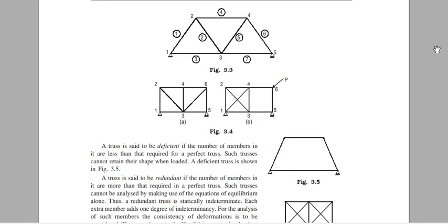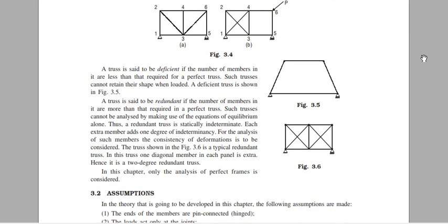A truss is said to be redundant if the number of members in it is more than that required in a perfect truss. Such trusses cannot be analyzed by making use of the equations of equilibrium alone. Thus, a redundant truss is statically indeterminate. Each extra member adds 1 degree of indeterminacy. For the analysis of such trusses, the consistency of deformations is to be considered.